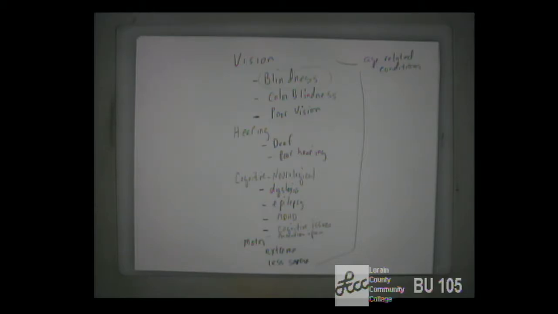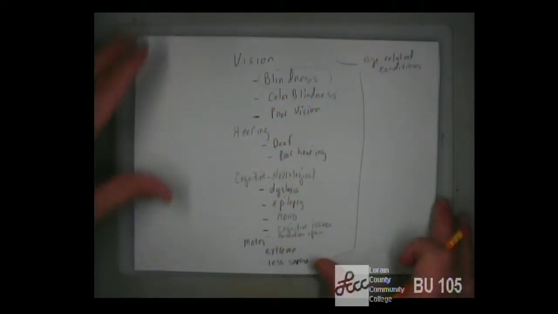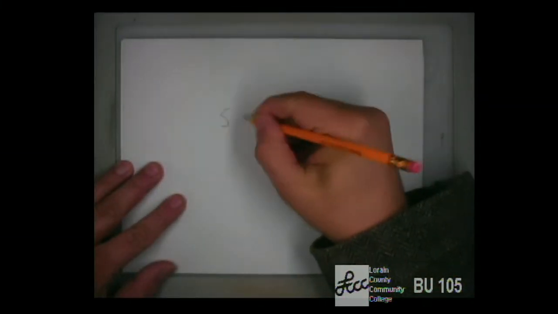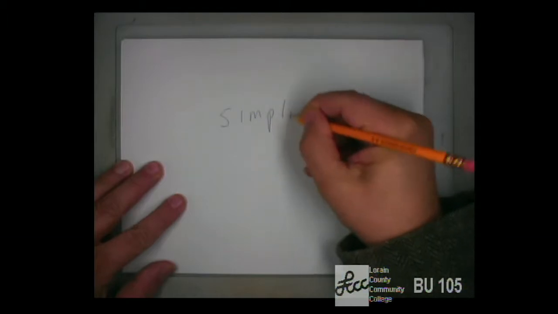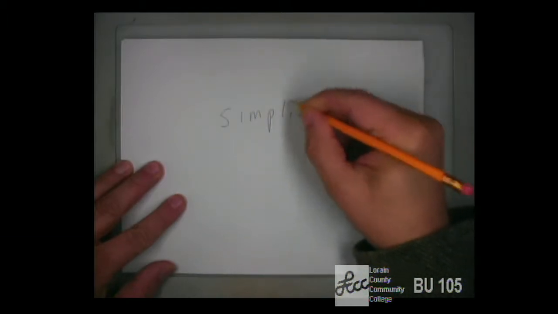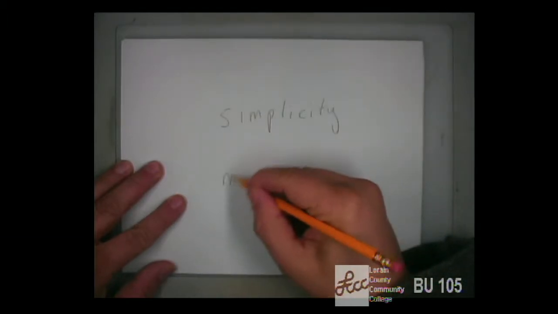We then talked about two of the things that we can do, the notion of universal design, designing for everyone, not just designing for people with or without disabilities. Two of the principles that we can follow are simplicity and multiple presentation.